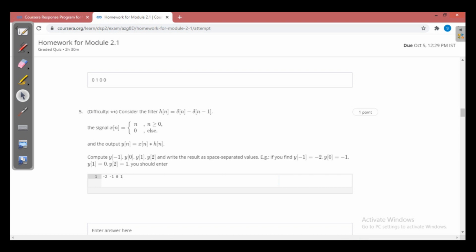Here the problem is similar to the previous question. The difference is here the input is n for positive time and it is 0 for the remaining times. Now I need to find again the convolution between these two. So h of n is simply 1, minus 1, and x of n I'm writing as 1, 2, 3 and so on as a function. In here I have written it in sequence form.